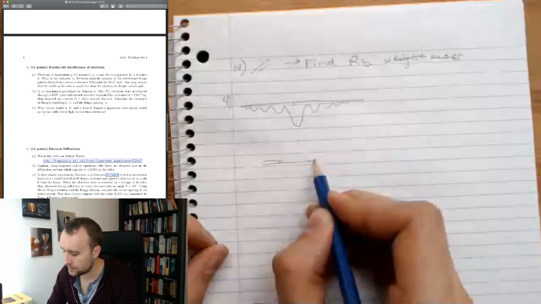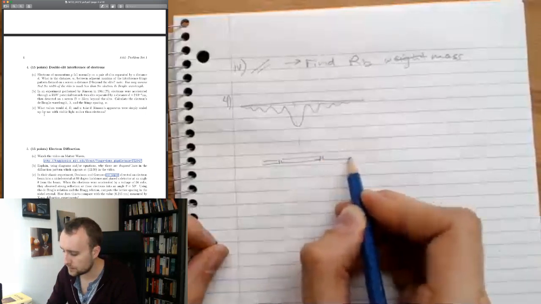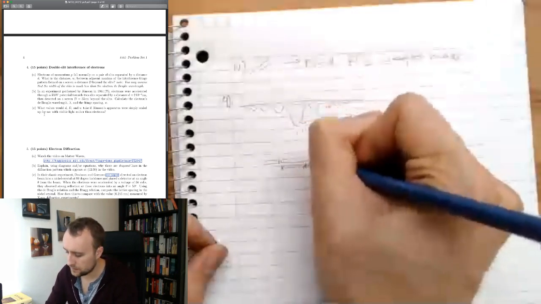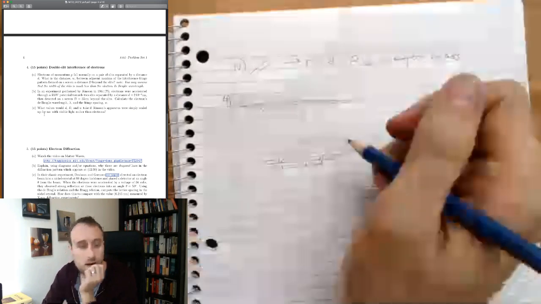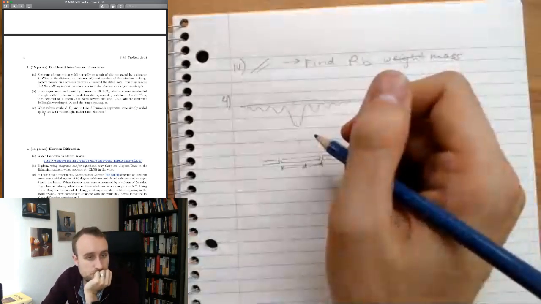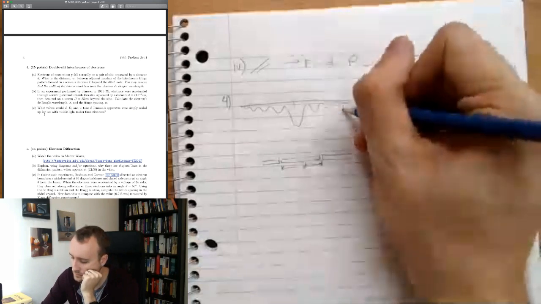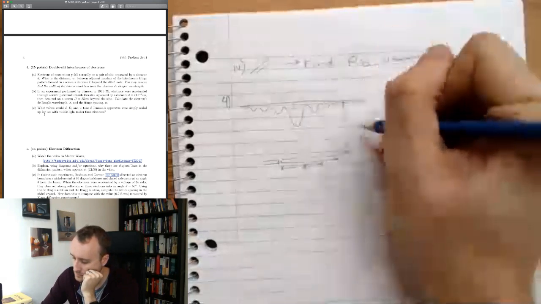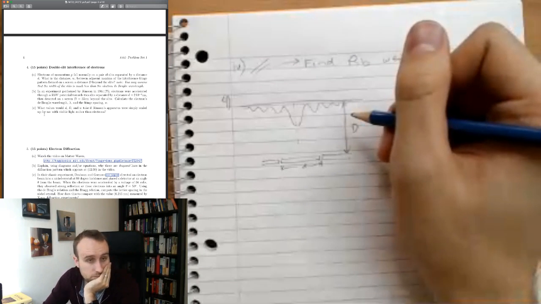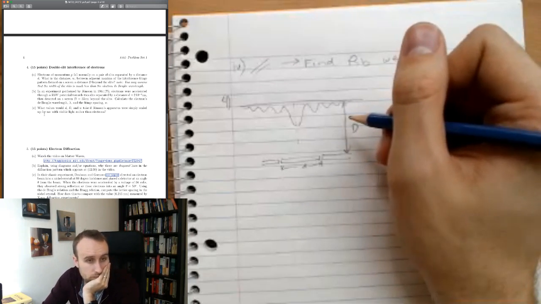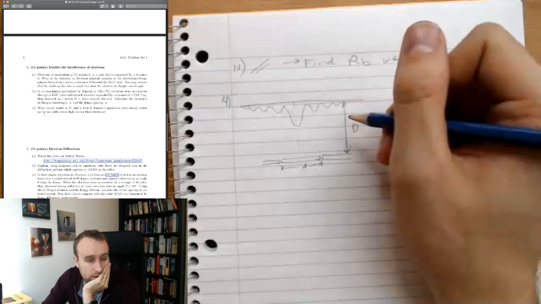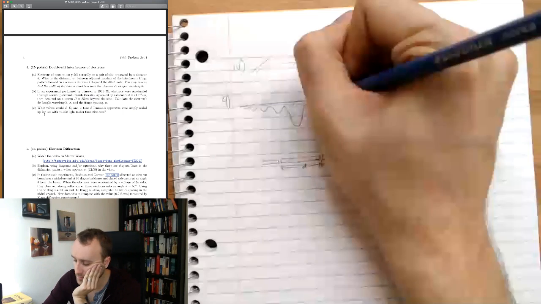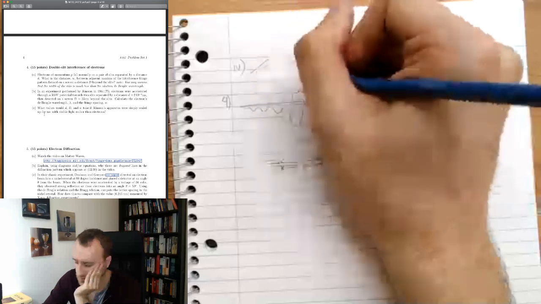So we have these slits. This is D. This is D. What is the distance W between adjacent maxima? So this, I guess, is omega.